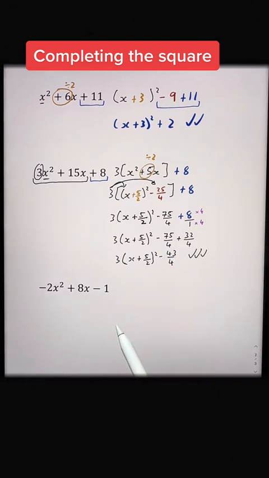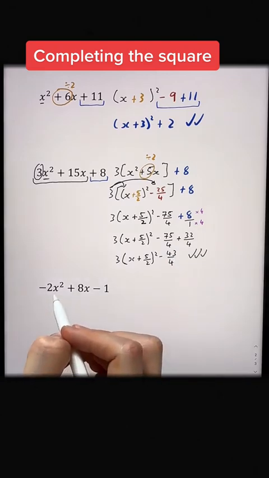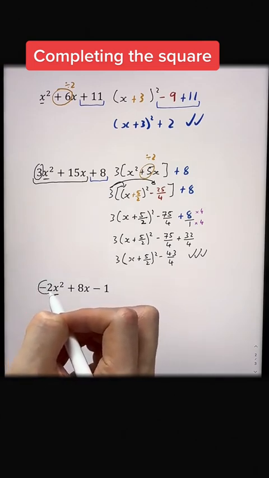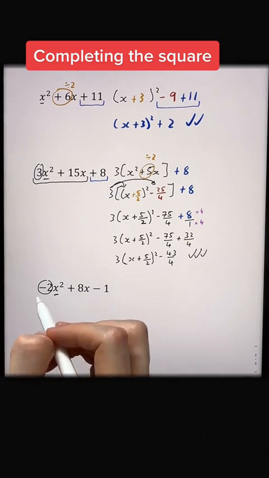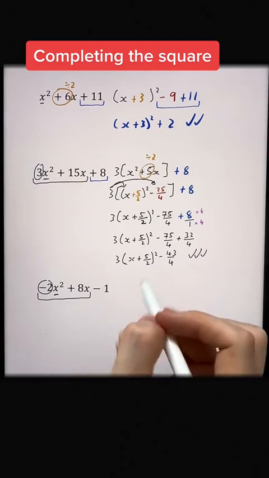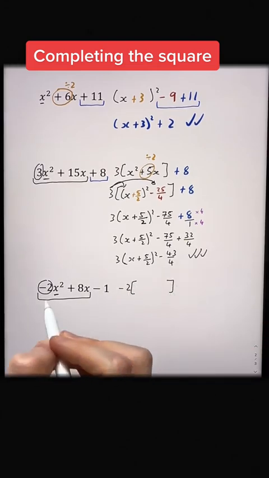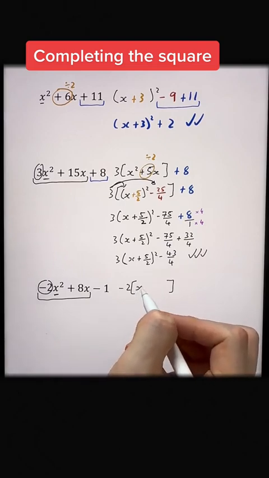For question 3, in order to complete the square, my quadratic must start positive x squared. In this case, I've got negative 2x squared. So I'm going to factorise the negative 2 from both the x squared and the single x term. Factorising out negative 2. What do I times negative 2 to get back to negative 2x squared? Well, I'm missing x squared.